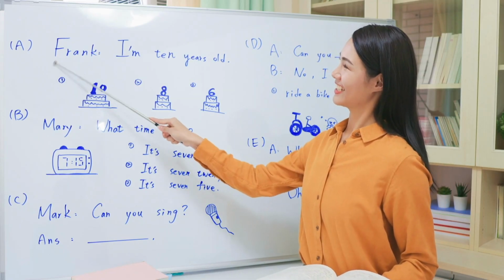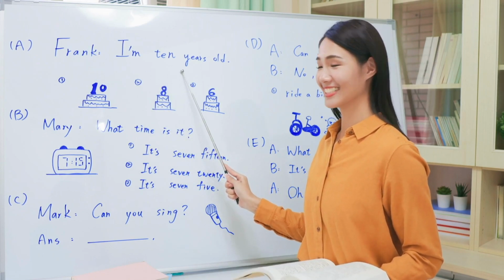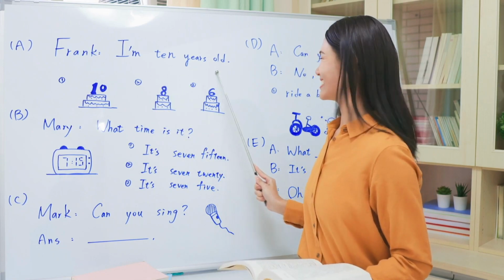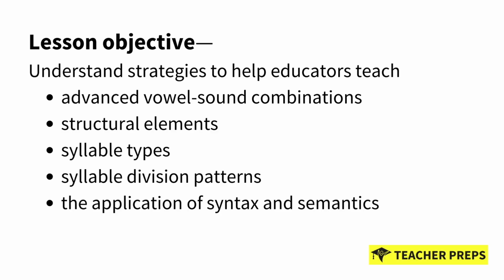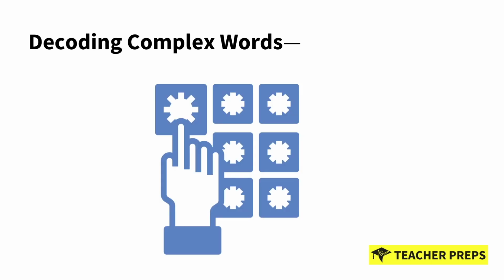Teaching students the ability to decode increasingly complex words is a fundamental aspect of literacy education. By the end of this lesson, you will have a firm grasp about systematic strategies to help educators teach advanced vowel sound combinations, structural elements, including prefixes, suffixes, roots, and base words, and also syllable types, syllable division patterns, and the application of syntax and semantics to support word identification and confirm meaning. Let's begin with decoding complex words.